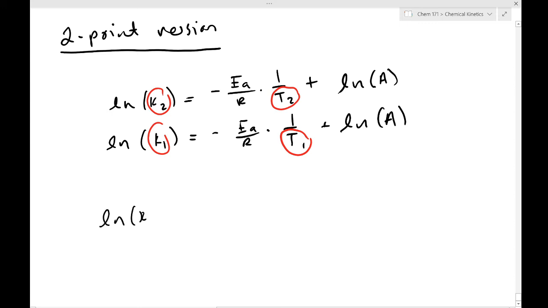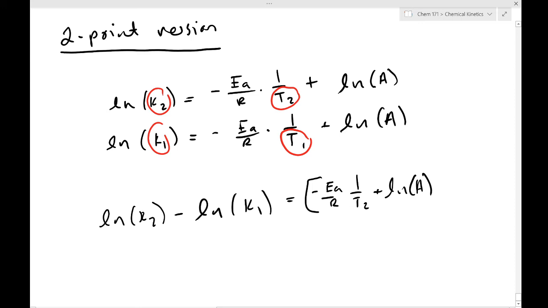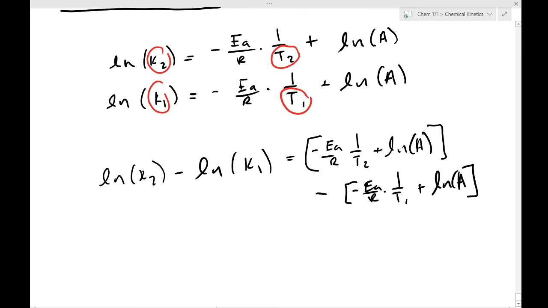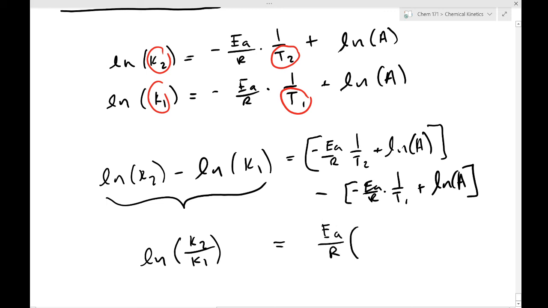So let's do ln K2 minus ln K1. Okay, and that is equal to negative EA over R times 1 over T2 plus ln of A, minus negative EA over R times 1 over T1 plus the natural log of A. After a lot of stuff cancels out, this can be condensed into the natural log of K2 divided by K1, using an identity of logarithms, is equal to EA over R times 1 over T1 minus 1 over T2.